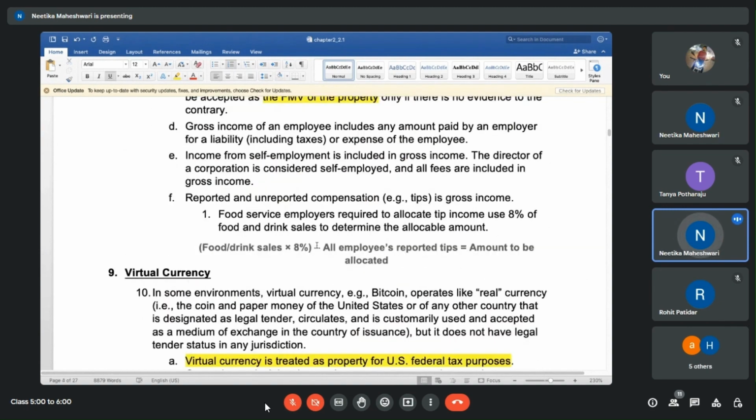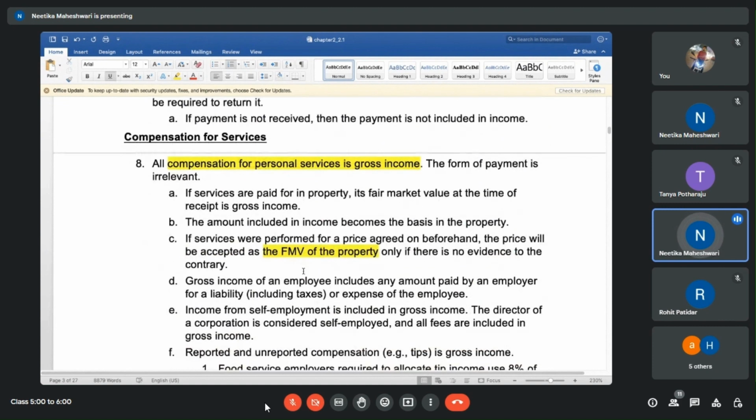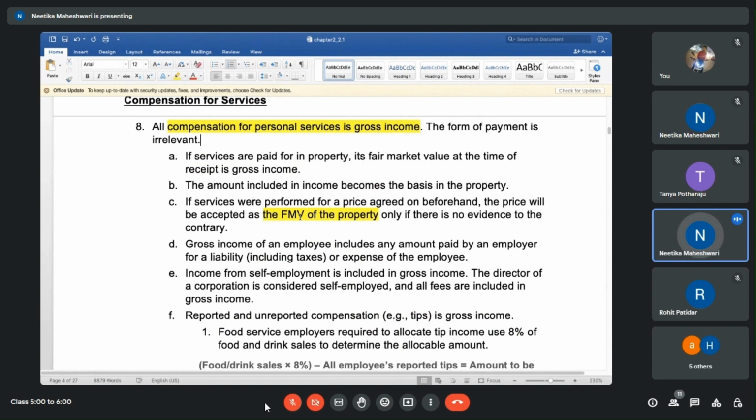So the next point is compensation for services. Any service which is provided, any compensation for personal services is gross income. Now, what they're trying to say here is that it's not necessarily always paid in cash. Sometimes they may say, okay, if you do this work of mine, I'll give you so many stocks. So we need to see what is the fair market value of those stocks, the reasonable or fair valuation, and then take that as income.